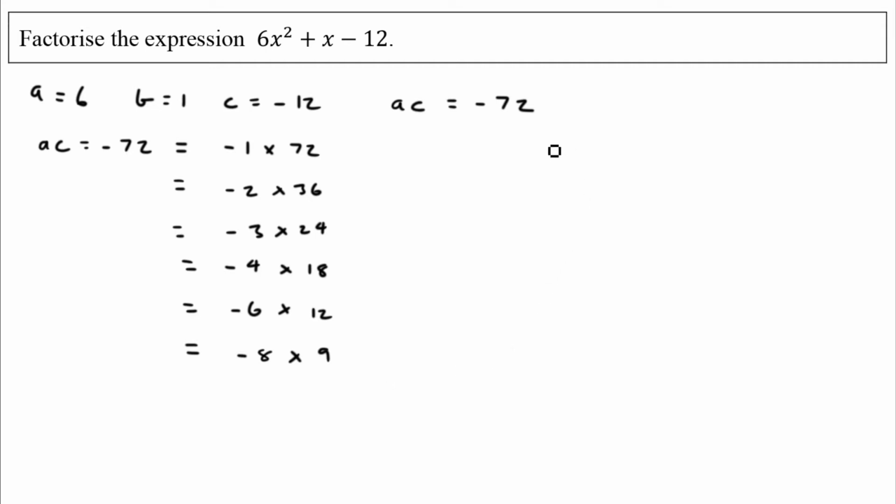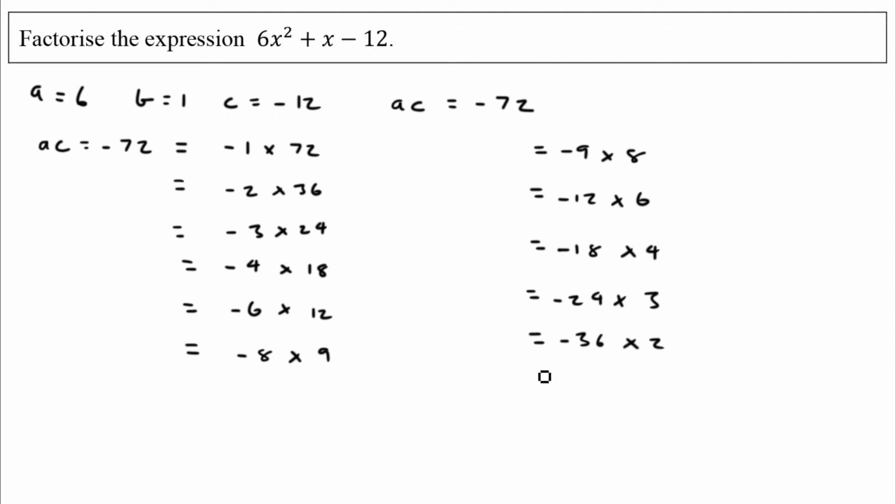And then by symmetry, we also have that it is negative 9 times 8, negative 12 times 6, negative 18 times 4, negative 24 times 3, negative 36 times 2, and negative 72 times 1. That is a lot of options. You will see that it is not always necessary to write all of them down. However, in this case, we have found all of the factorizations of ac into two factors.